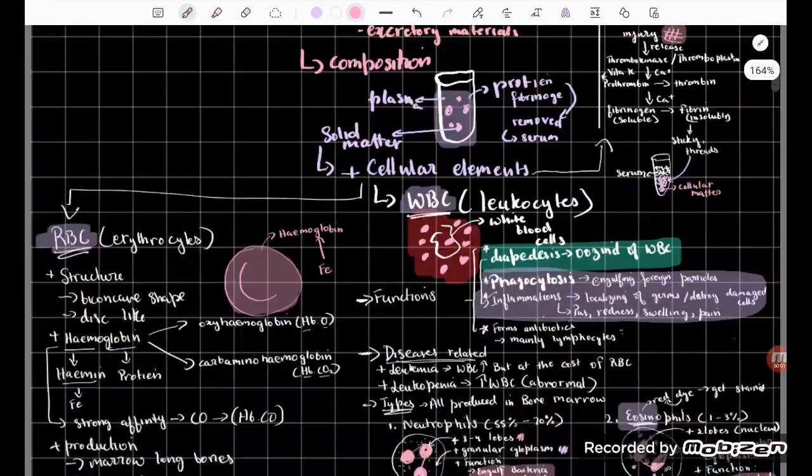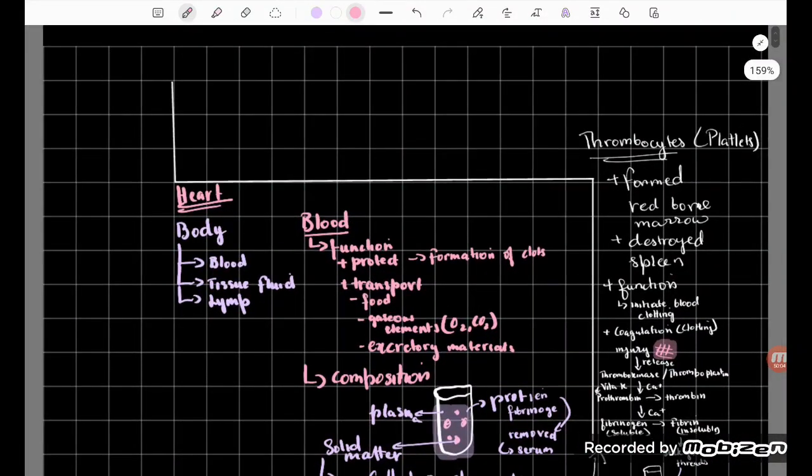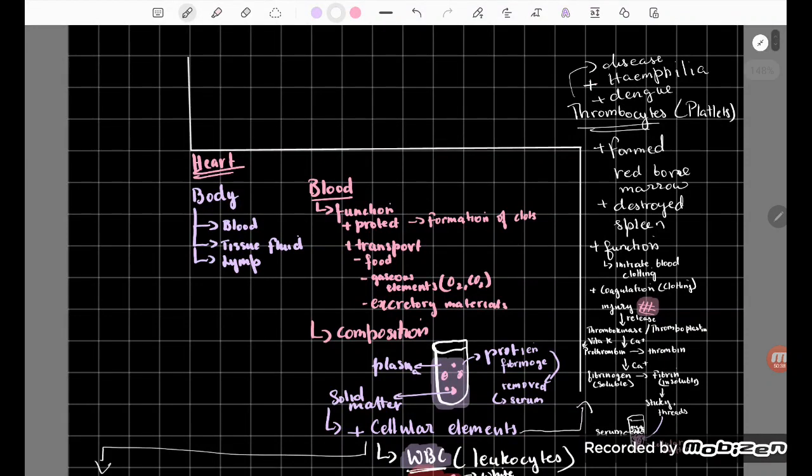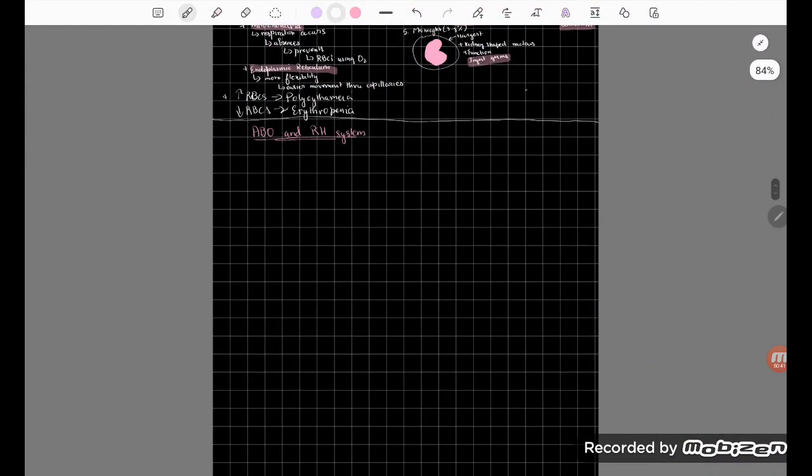Okay, one more part. I'm so sorry for this. I'll write it on top here. So, diseases related to it are hemophilia, where blood cannot clot. I'm pretty sure you guys know what this is by now. Hemophilia, and dengue. You guys know what this is, so I'm not going to explain it.